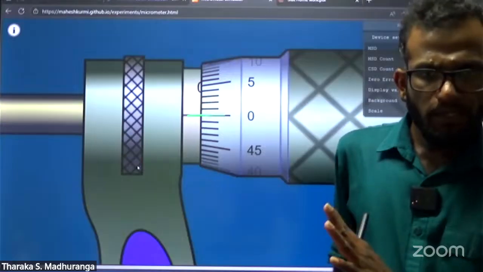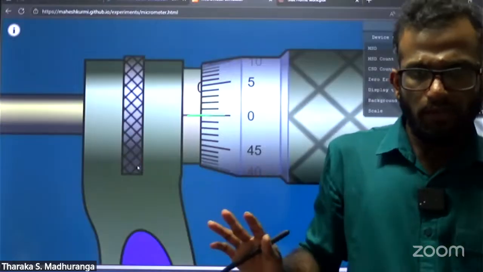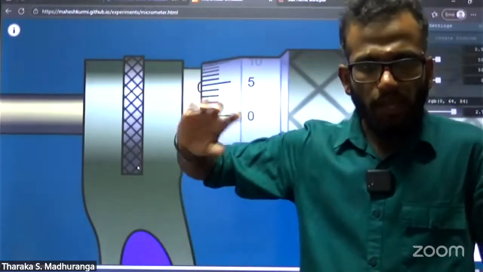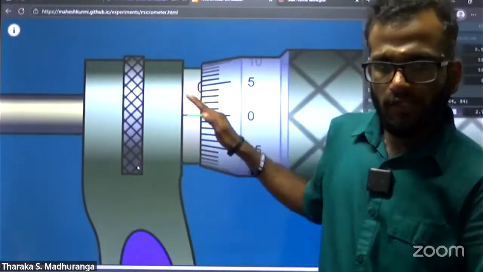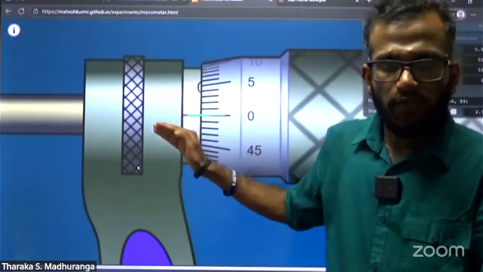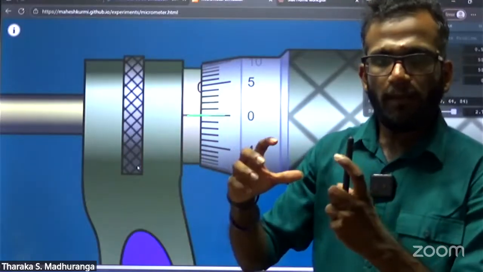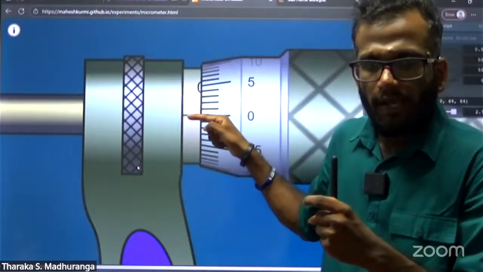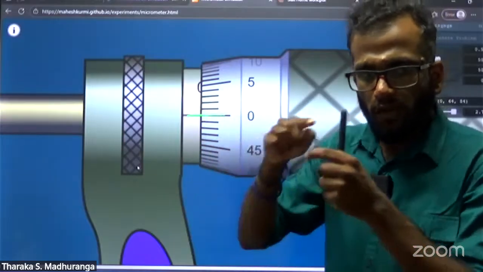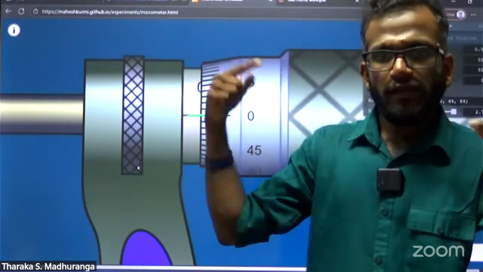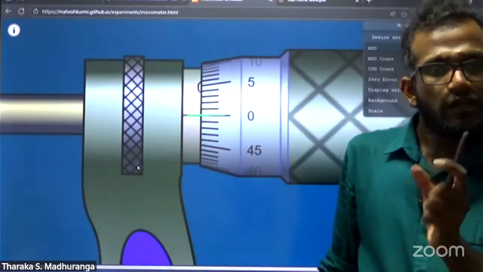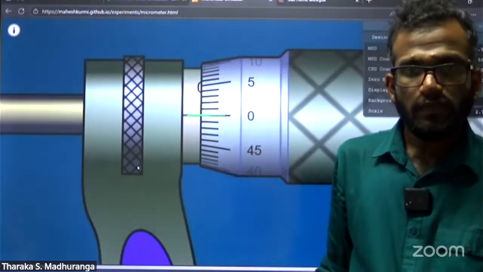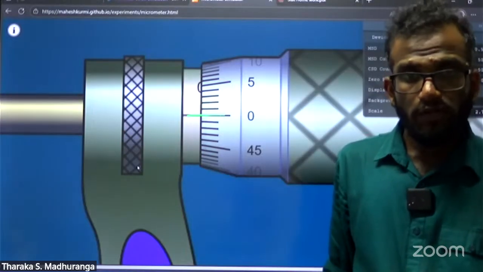Now, it is a very simple thing, don't get complex. Without any object, we tighten to the required level. The circular scale zero and the linear scale middle axis come as one line and coincide. That we call an accurate instrument without any zero error. Are you good?